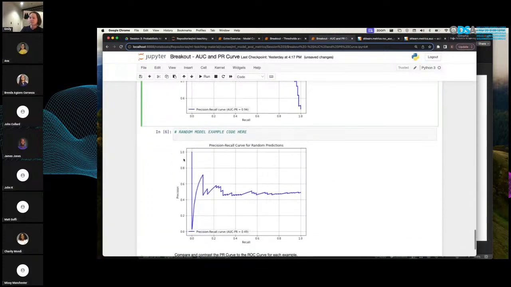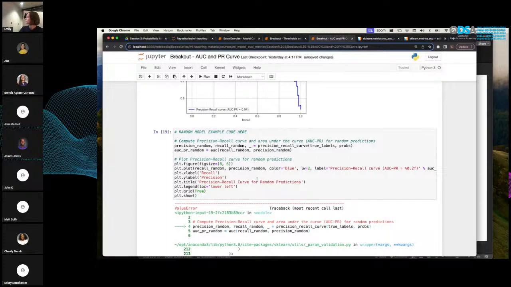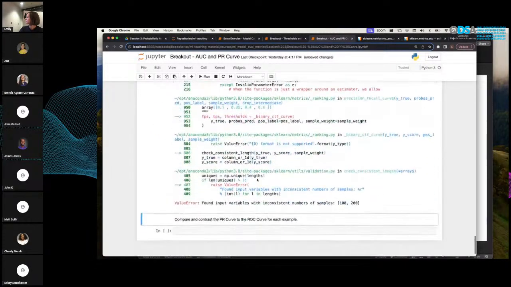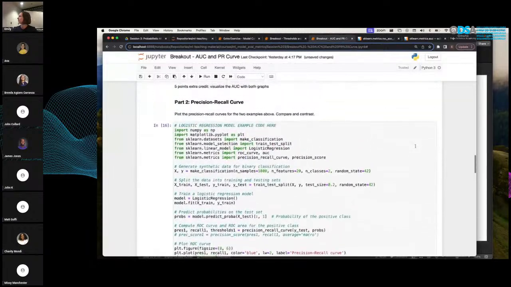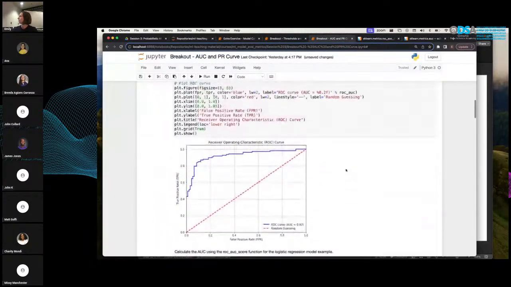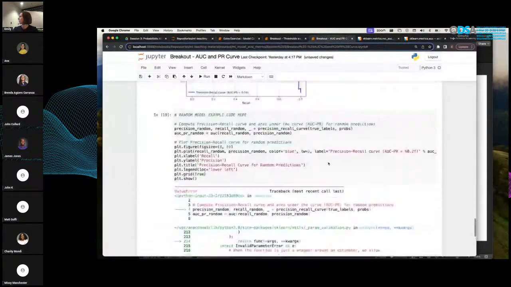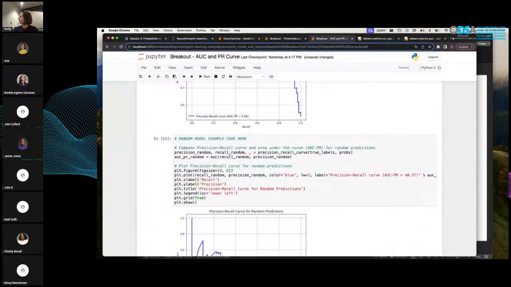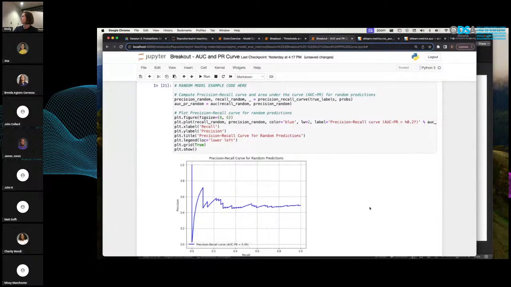You can do the same thing for the random graph. I did something goofy here. Oh, I didn't rename things, so I have to rerun my random data here. Here's the random data. So there we are, I had to rerun that real quick. There we are. So here is the precision recall graph for the random samples.